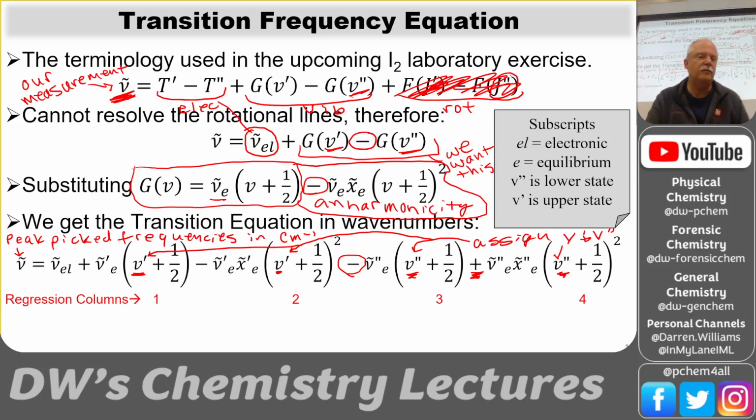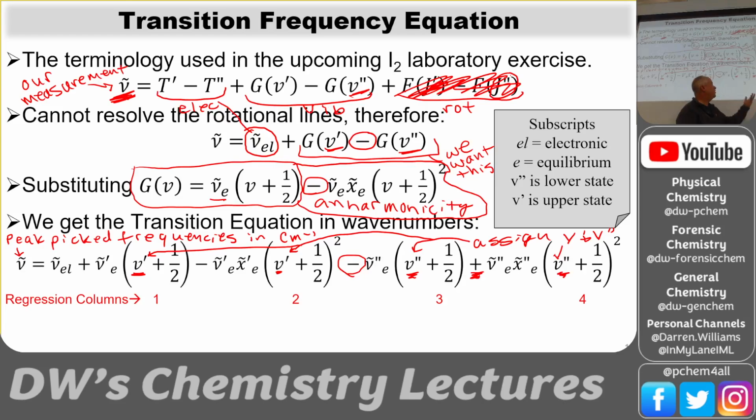So we make our columns, the V prime plus a half column, okay? And then you make a V prime plus a half squared column. So you have that same value, but squared. And then what I would do is make a minus V double prime plus a half column and a V double prime plus a half squared column. For the negative ones, I would make that column a negative V double prime plus a half squared, so that the negative sign is built into the column. And then when you get your ANOVA table, your coefficient is positive.